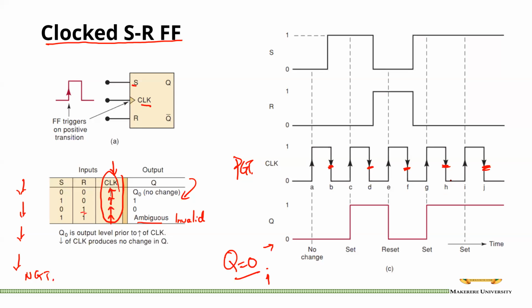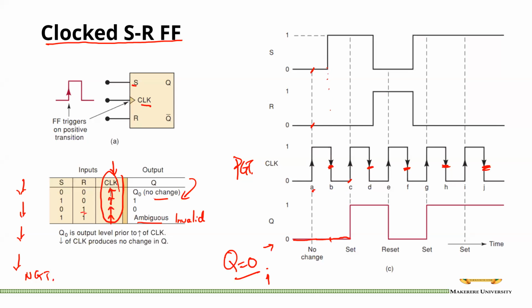Now, let us see. We have S equal to 0, R equal to 0, and Q equal to 0. At this point, we are looking at the first PGT. At the first PGT, which is point A, we are looking at what is the state at the input. The state at the input is 0, 0, meaning no change. So if we were at 0, we remain at 0. Now here, I don't care until I reach the next PGT, which is there. You see here at this point, we change S to a 1.